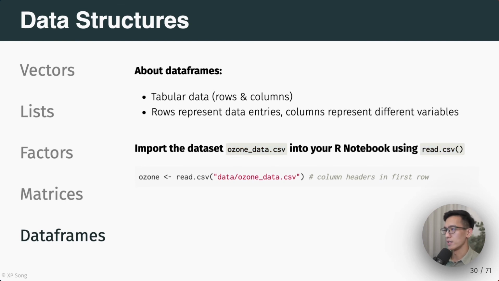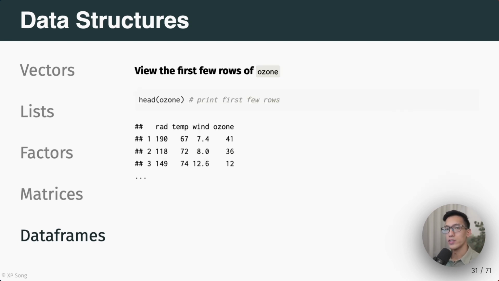So if we do that and assign it to this object called ozone, we can view the first few rows of this dataset ozone using this function called head. And here you will notice that we have rows representing multiple data points for 4 different variables. So for example, this was probably radiation, temperature, wind, and ozone. 4 different columns. We can check the dimensions of this tabular data using this function dim or dimensions.